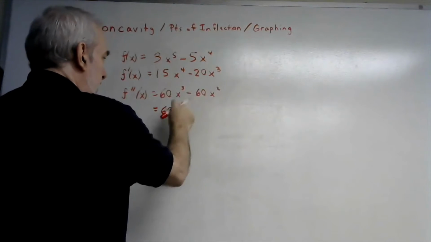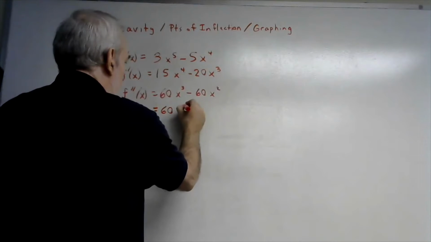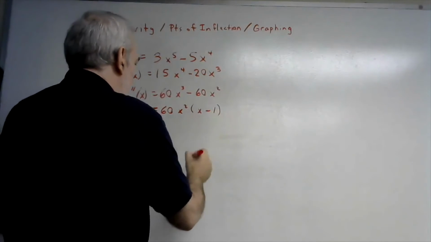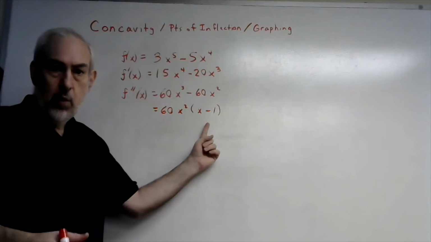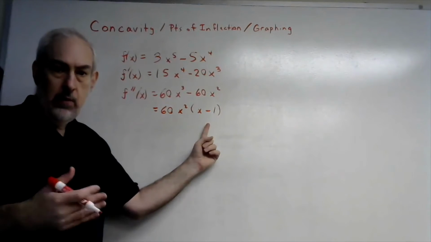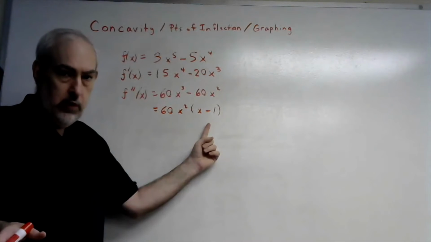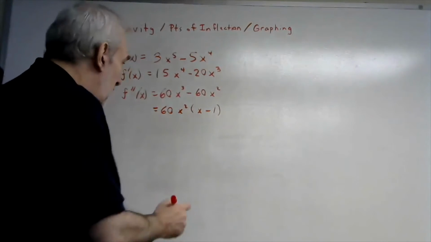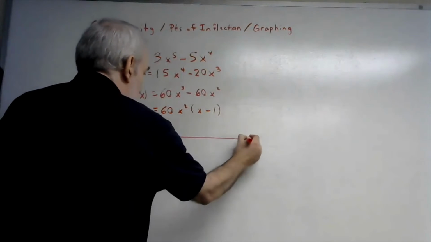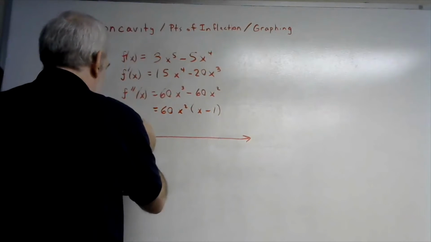Factor out a 60 and also an x squared, and that leaves you with x minus 1. So the second derivative is 0 when x is either 0 or 1. Now these aren't called critical points, I like to call them partition numbers. 0 and 1 are my partition numbers, and then I'm going to make a sign chart for my second derivative.